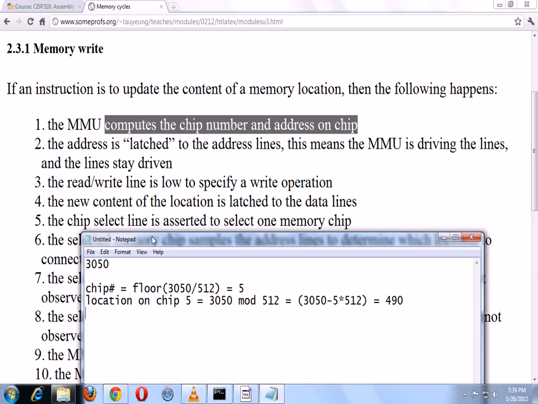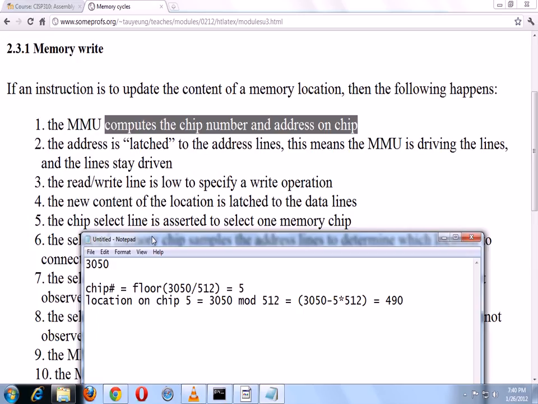Now I use the word asserted instead of saying it is high, low, 1, or 0, because the chip select line is what we call an active low signal. Active low means if the voltage is high, the chip is not selected. The chip is selected only if the voltage on that line is low. That's why it's called an active low signal.